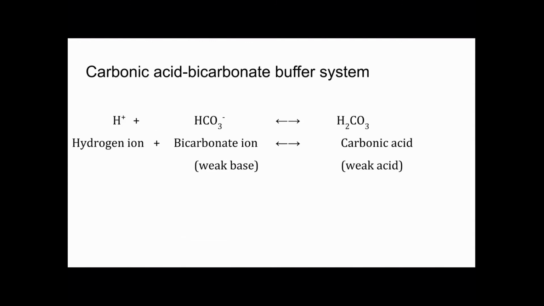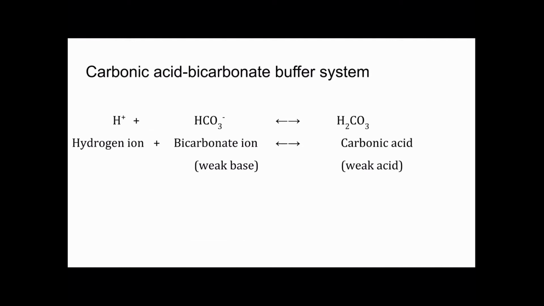All right, let's look at our next buffer system. Our next buffer system here is the carbonic acid bicarbonate buffer system. And so what we see here is, let's start here on the right. This is carbonic acid. So carbonic acid is how our carbon dioxide tends to run around in the blood plasma, but it's an acid. And so we can use it as a weak acid. In other words, we can use it as a buffer.